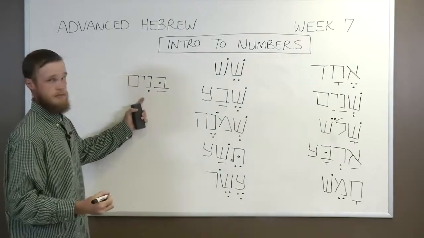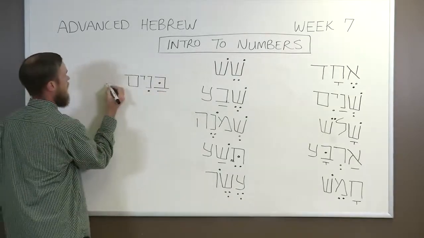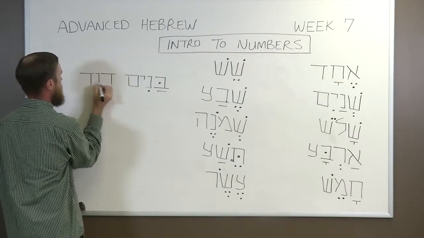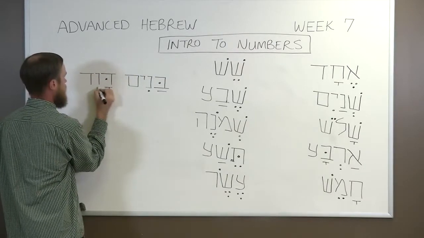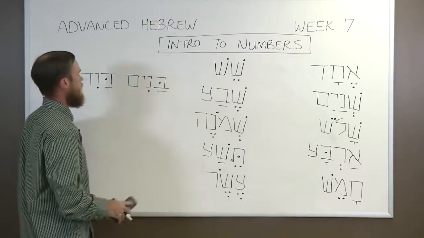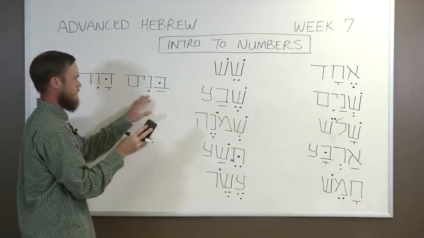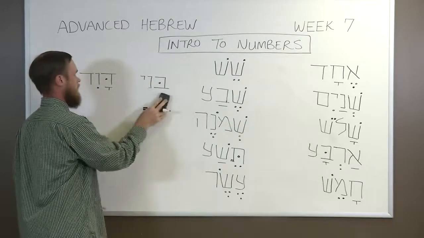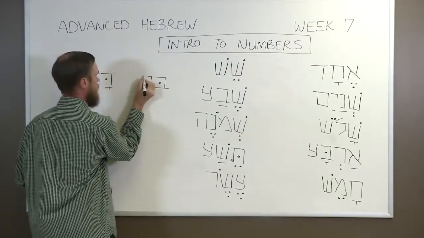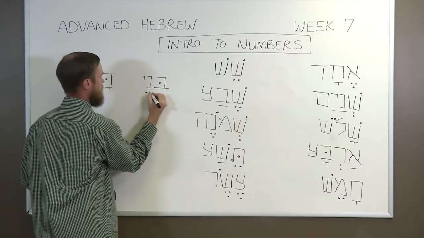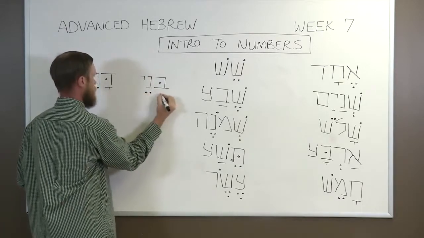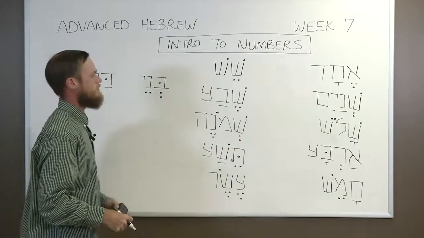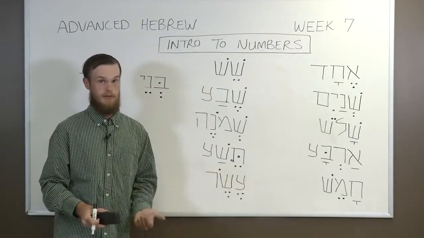Okay, so that's sons. But if I want to say sons of, I have to use a new form. That new form retains the spelling. It drops the final mem and puts a tsera where the chirik used to be. Okay, so sons is banim, sons of whatever comes next.